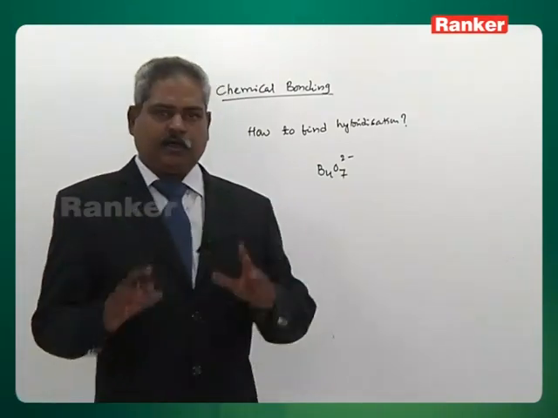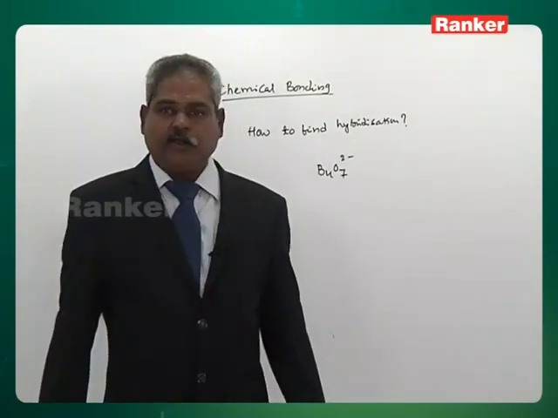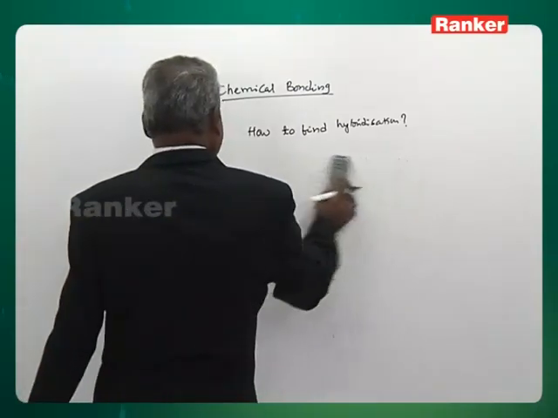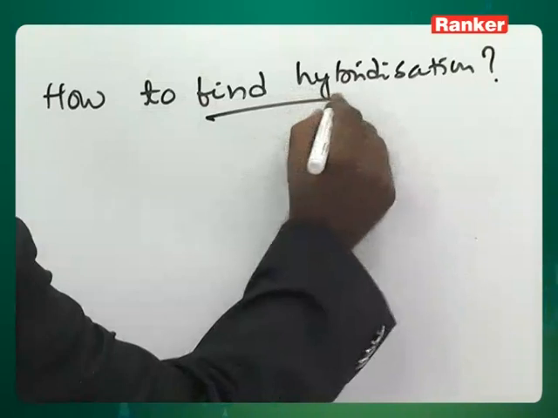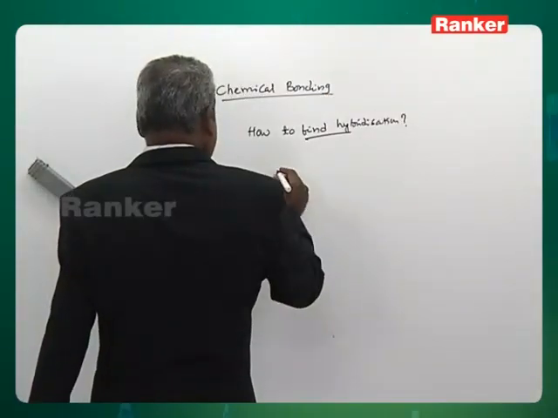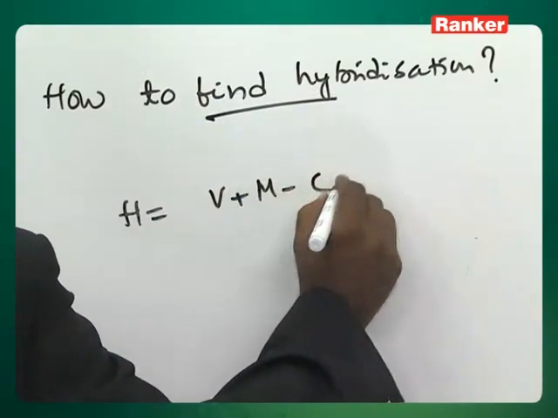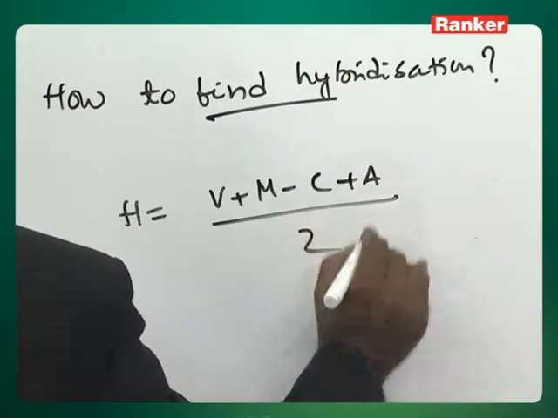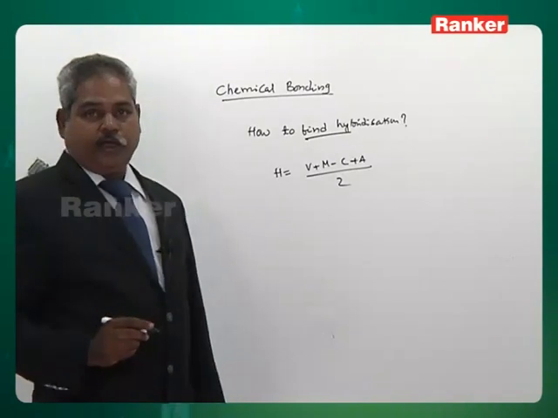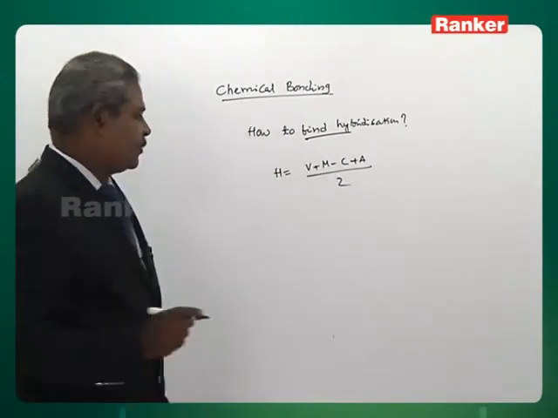Most things you learn in a general way, and if there are any 1 or 2 things out of the ordinary, you learn them separately. That should not be a big problem. How to find hybridization in most cases? H is equal to V plus M minus C plus A, by 2. Don't worry about the hugeness of this formula. It's no big formula. The application is quite simple.